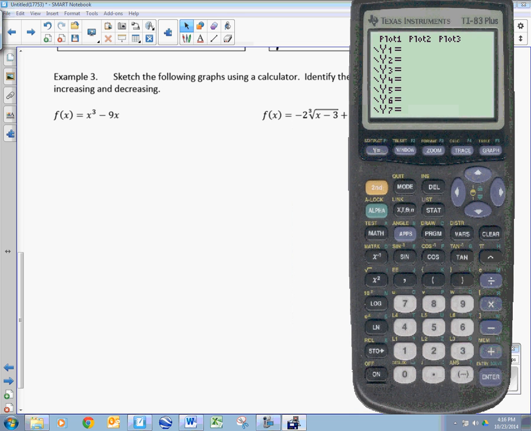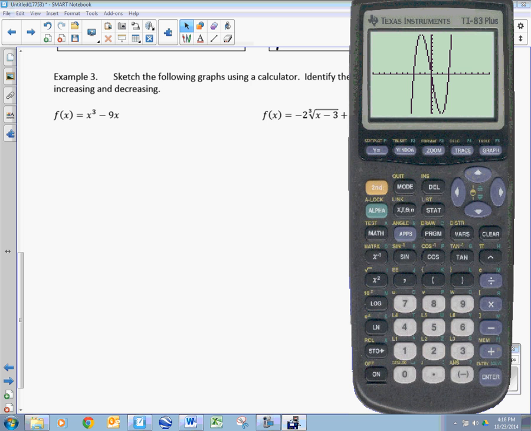My first function is y equals x to the third minus 9x. I'm going to zoom standard so we can all see the same window. Where is this function increasing? Where is it decreasing? I'm going to increase my window slightly. I'm going to go to y values of -20 and +20. I have scales of 5 just so I don't have so many tick marks. A little bit better view of my graph.